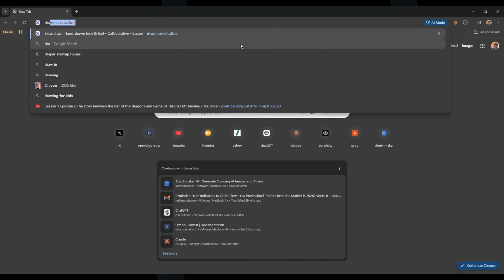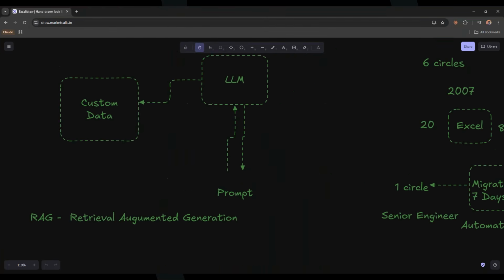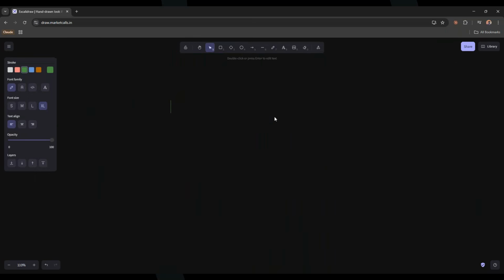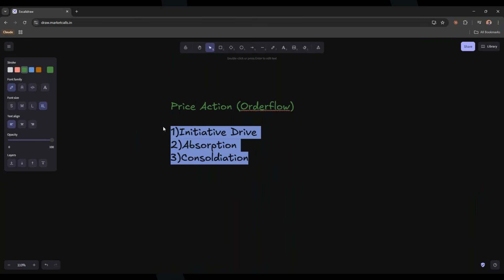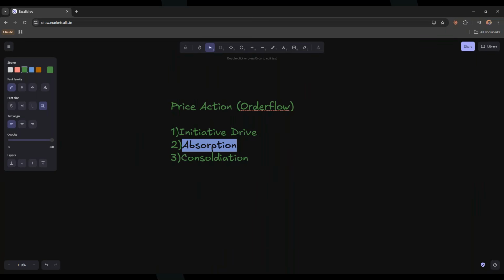Let me try to bring a drawing board here. So different types of price action is what we're going to learn about over here, not in terms of the actual price action, but in terms of order flow types. In terms of order flow, one is initiative drive. The second one is what we call absorption. And the third one is what we call consolidation. These are the three important price action types, and initiative drive and absorption are primarily from institutions. It's one way to figure out that institutions are there in the markets.